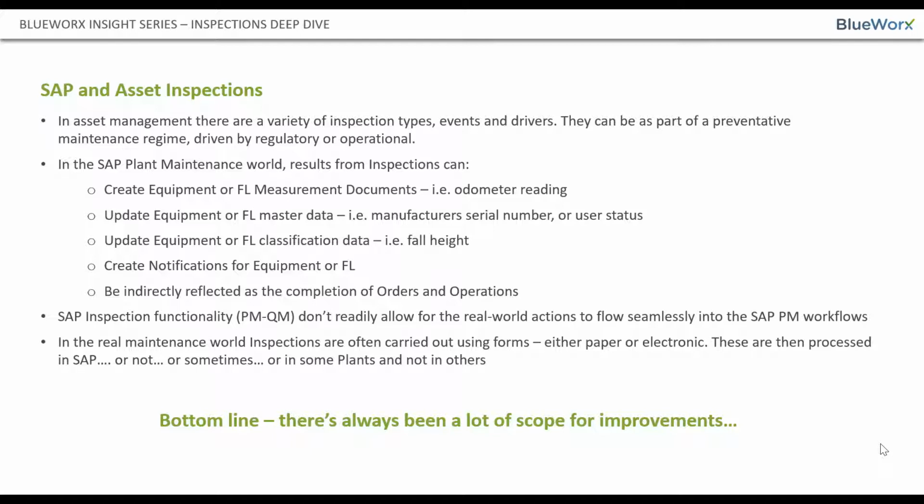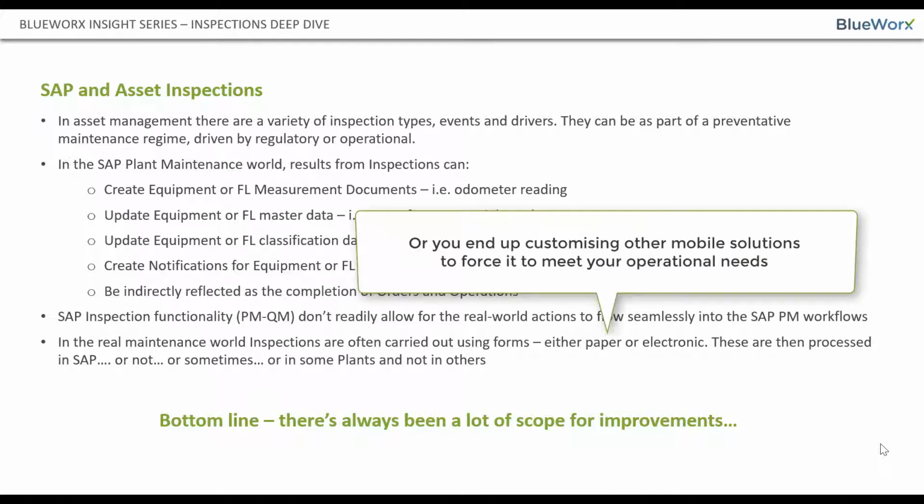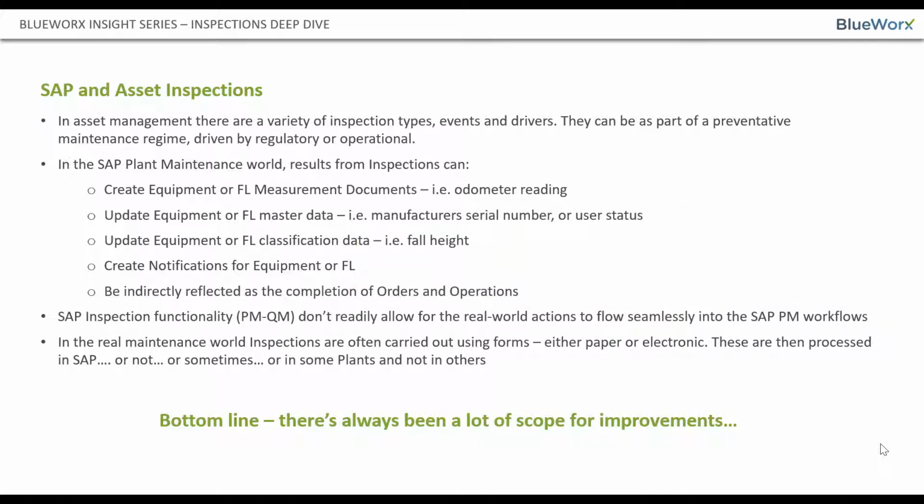So the functionality around PM and QM doesn't really allow for real world actions to flow seamlessly into the plant maintenance process workflows. In a regular maintenance world, inspections are often carried out using forms, either paper or electronic, in non-SAP systems. And these are then processed into SAP or not, or sometimes they are and sometimes they're not, or some business areas do and some don't. I guess the bottom line is there's always been a lot of scope for improvement, and that's what we've done with BlueWorx.